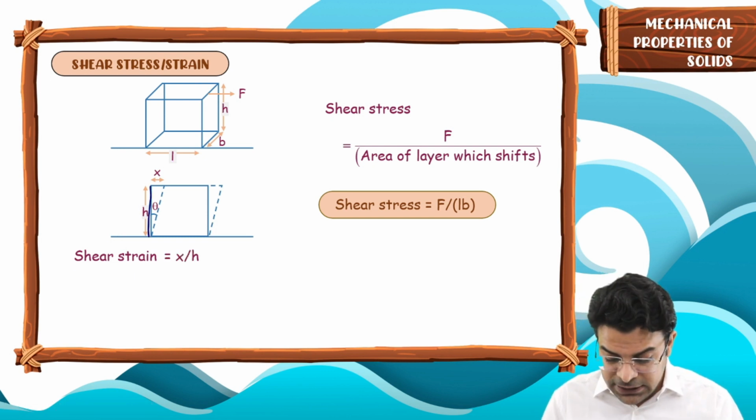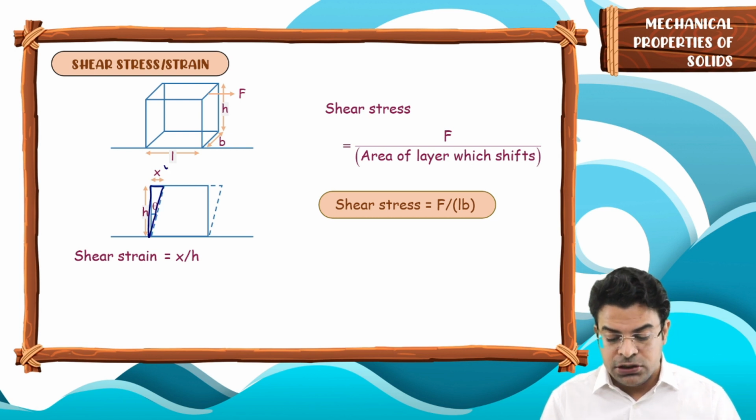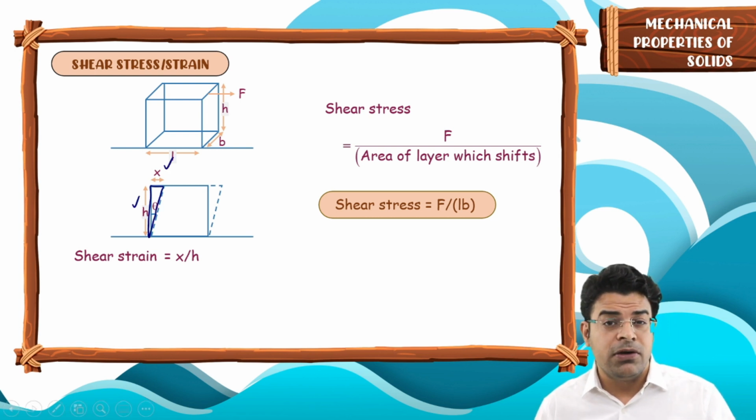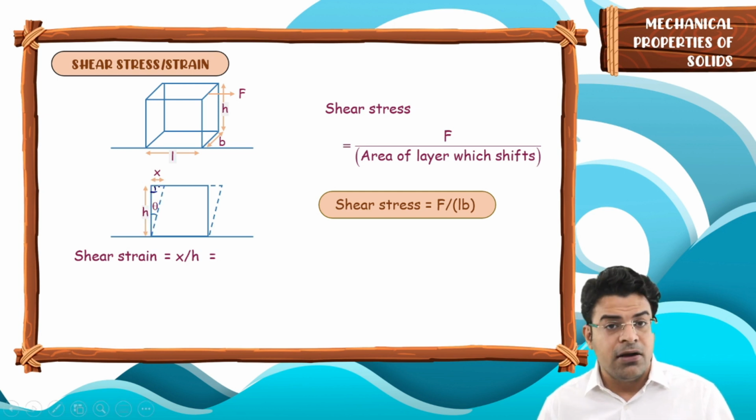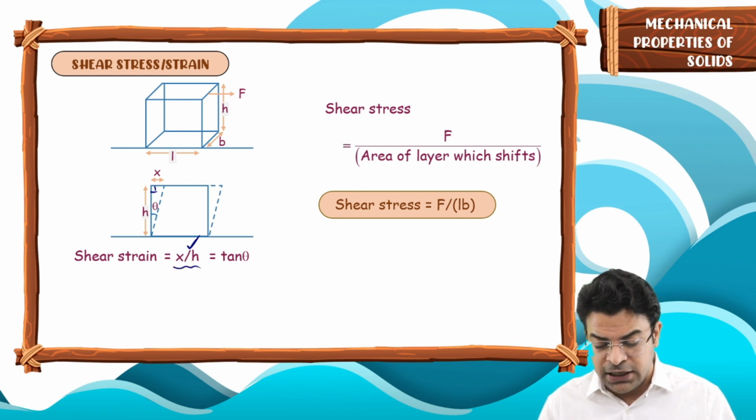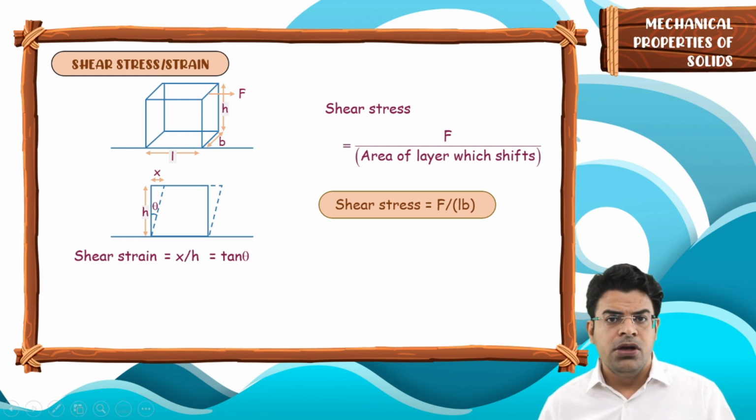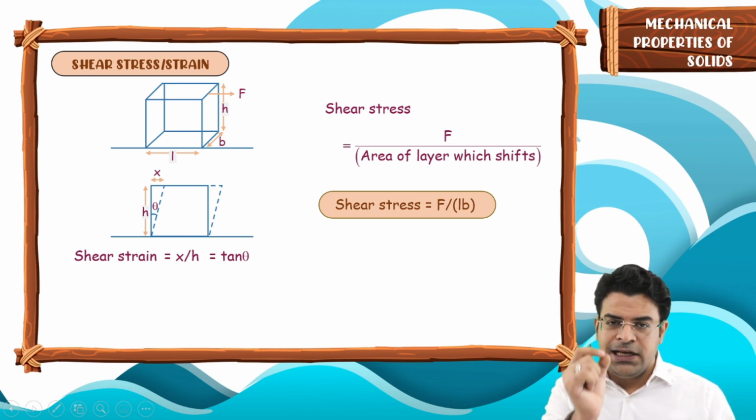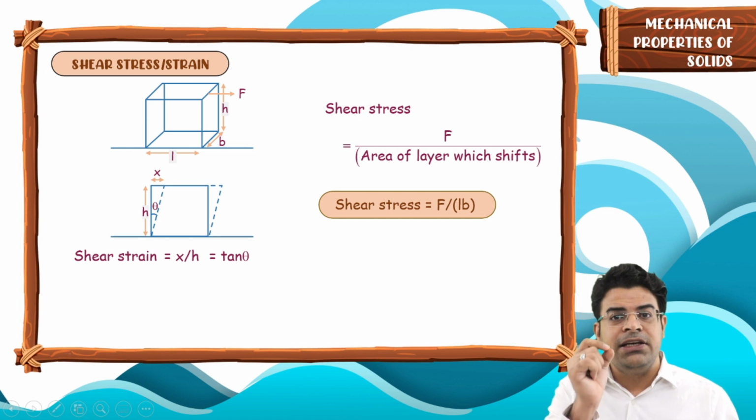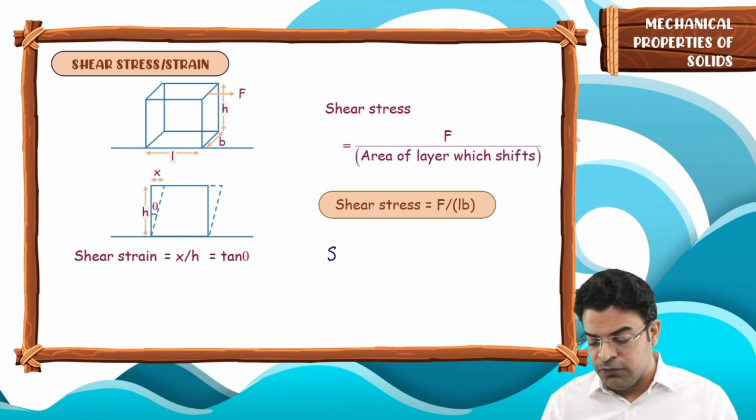You can see in this right angle triangle, this quantity x by h also has to be equal to tan theta, tan of this angle theta, because we are getting a right angle triangle. So shear strain will be equal to x by h, and that will be equal to tan theta. For small value of theta, we can approximate sine theta to theta as well as tan theta to theta.